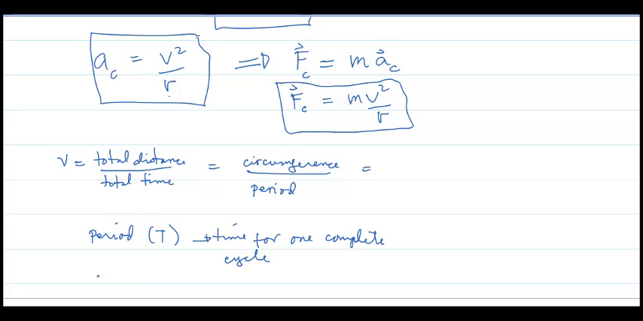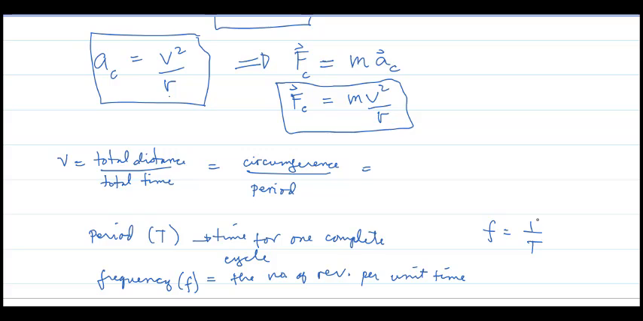And period is the reciprocal of frequency, in symbol f. Frequency is defined as the number of revolutions per unit time. Therefore, the relationship between frequency and period is just this equation. So our v, therefore, in a uniform circular motion, what's the circumference? Simply 2 pi r.